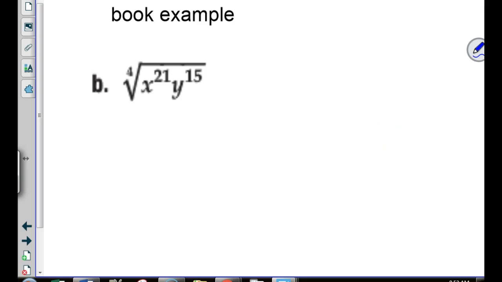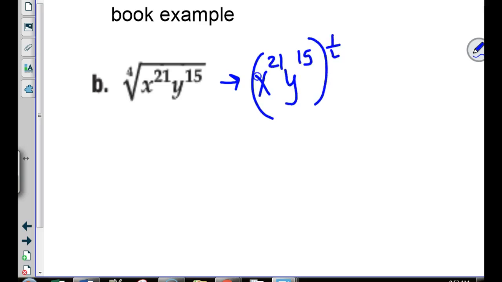I think the easiest way to explain this is, I could explain a couple different ways. You want to do it with a fraction of 1/4? I'll explain it two ways, okay? I could do x to the 21, y to the 15th, to the 1/4. So you'd have 21/4 and 15/4. That seem all right?